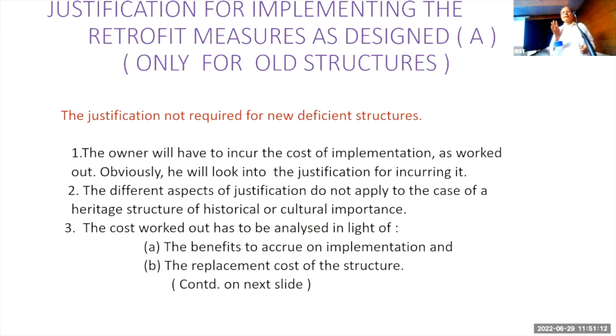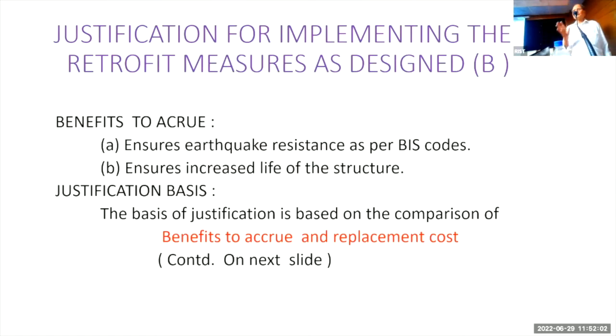See, justification has to be based on two aspects. One is, what are the benefits which will accrue on implementation of the retrofit measures? Second, as an owner of the structure, I'll think, shall I go for incurring this cost or shall I go for dismantling it and go for a new construction? That is replacement cost. Cost of new construction is called the replacement cost. So one has to consider both the aspects. Therefore, the justification is very important.